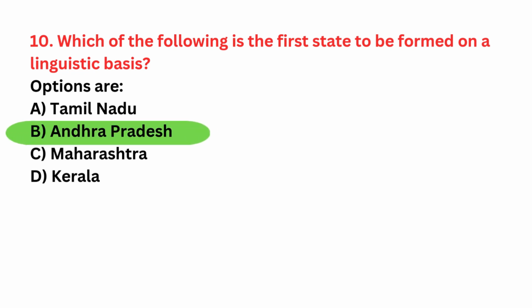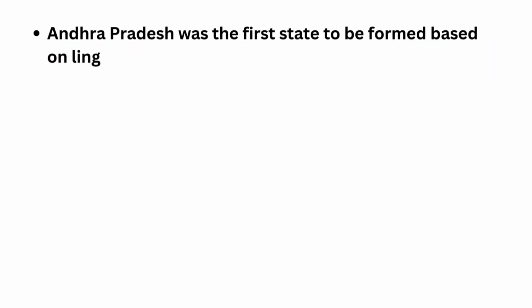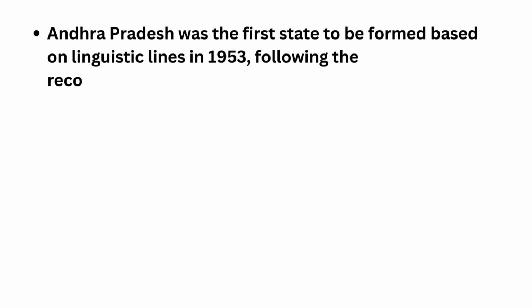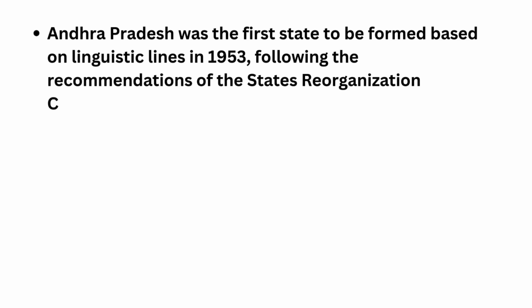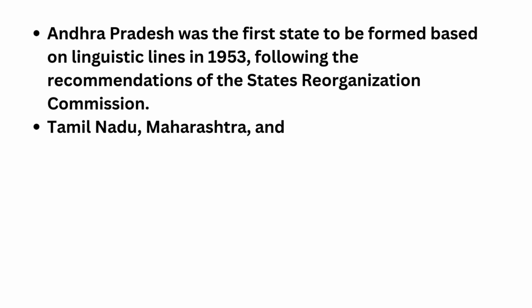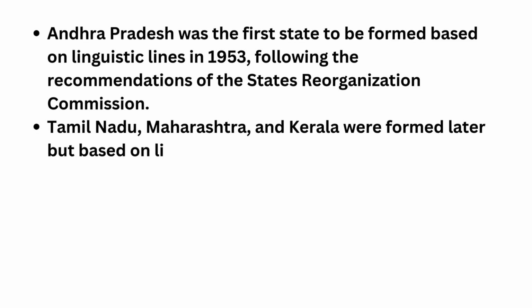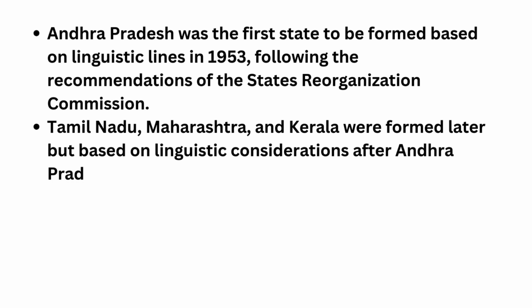The answer is option B. Andhra Pradesh. Andhra Pradesh was the first state to be formed based on linguistic lines in 1953, following the recommendations of the States Reorganization Commission. Tamil Nadu, Maharashtra, and Kerala were formed later but based on linguistic considerations after Andhra Pradesh.